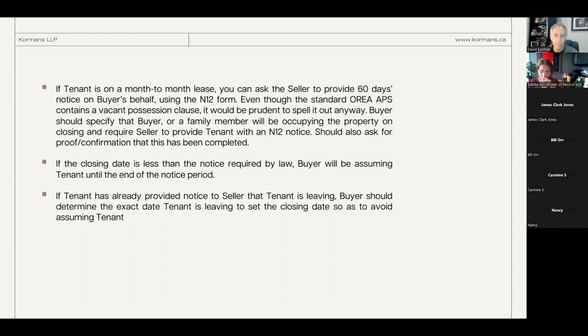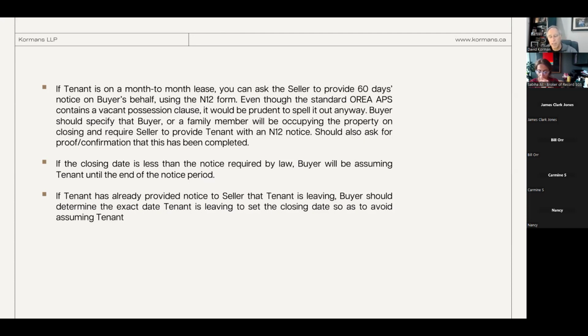Now, if the timing doesn't work and the closing date is earlier than the end of the notice that's required to be given, the buyer is going to be assuming that tenant until the end of that notice period. So we can still close the transaction, but if the notice period doesn't run out till May 15th and we're closing on April 30th, the tenant's going to have to leave on May 15th, but we're closing our transaction on April 30th. So now the buyer has to assume that tenancy. So we've got to be calculating all these things in advance, because the buyer is assuming it.